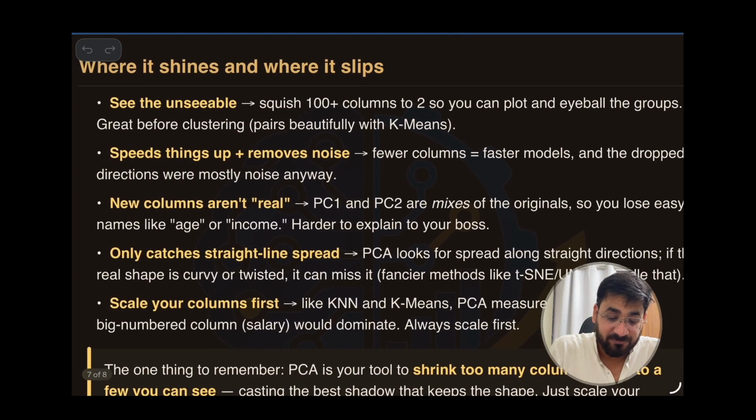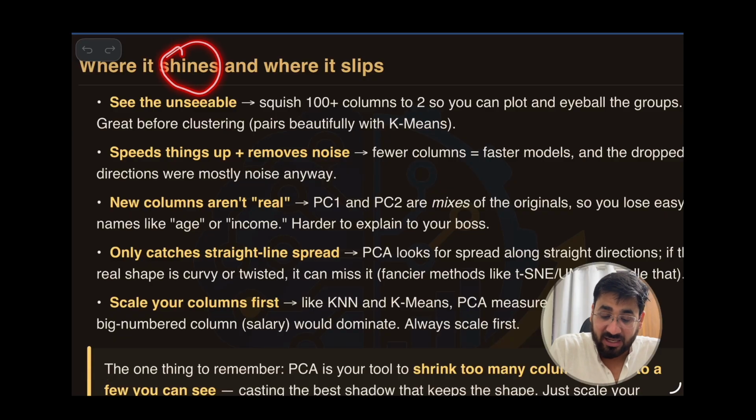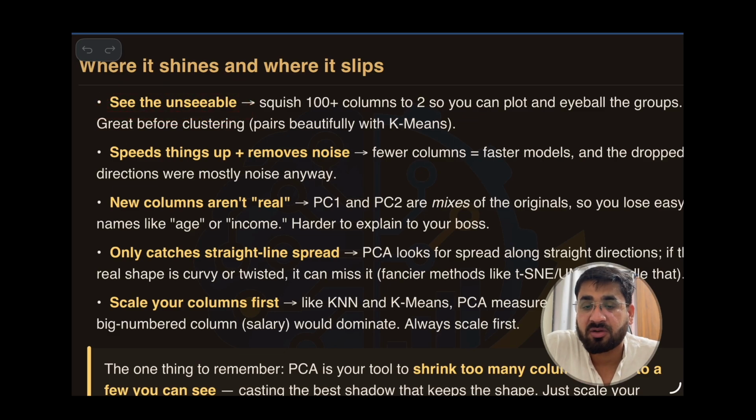Now the real problem: where does it shine and where does it sleep? First two things, it sees the unseeable. If you have 100 columns, and I give you data of 100 people and ask you to see the pattern, you can't. But if you do PCA and convert that into 2 columns, then you can draw the diagram and understand the pattern. That's the benefit. It also speeds things up and removes noise, because we are not considering those PCs which cover 6%, 3% and 1% of the information. We are neglecting them, so it is giving only the meaningful thing.